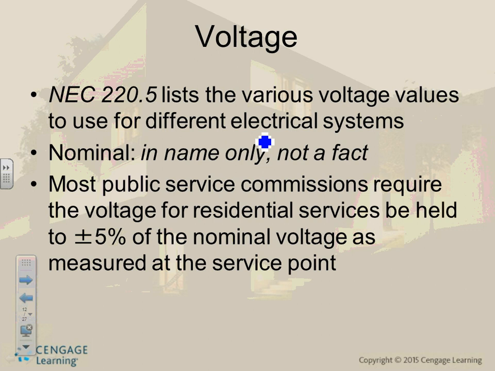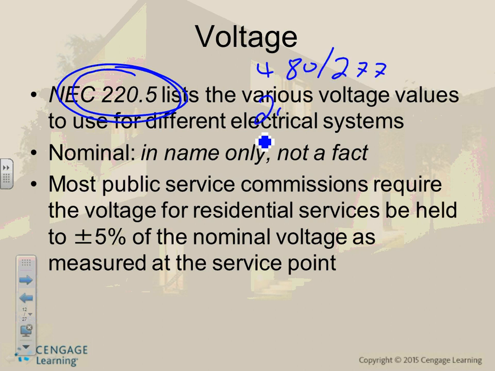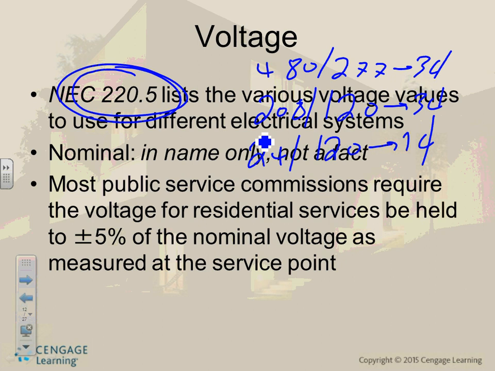Voltages. Do me a favor, gentlemen. Can you guys go to 220.5? Please highlight that one. This will list all the voltages approved by the NEC code. 220.5 lists all the voltages. They're called nominal voltage. A good example of them is 480/277, 208/120, 240/120. These are the most common. This is three phase, this is three phase. This is single phase. These are the most common voltages that we use in the U.S. Now, there are more on that list, but these are the most common ones.